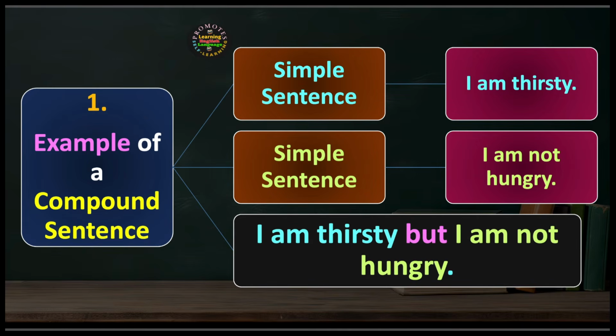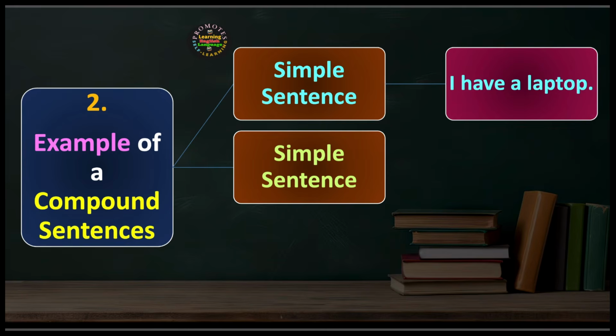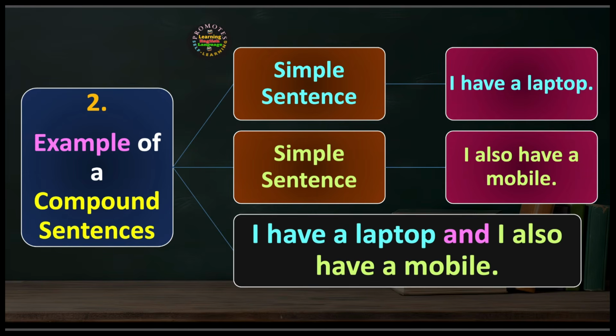Okay, take another example of a compound sentence. Example number 2, and we have a simple sentence: I have a laptop. I take another simple sentence: I also have a mobile. And I connect these two sentences and it looks like this: I have a laptop and I also have a mobile. So what we get to know is that when you combine two simple sentences and connect them with a coordinating conjunction, the same simple sentence takes the place of an independent clause. We call it an independent clause grammatically.